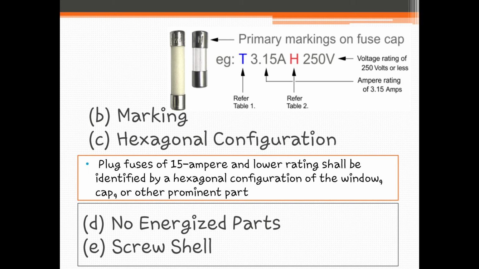Next is hexagonal configuration. Plug fuses of 15 ampere and lower rating shall be identified by hexagonal configuration of the window, cap, or the prominent part to distinguish them from fuses of higher ampere rating. No energized parts. Once the fuses are installed, there should be no exposed energized parts. E is screw shell. The screw shell of a plug-type fuse holder shall be connected to the load side of the circuit.